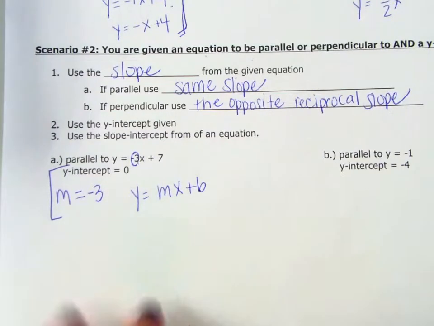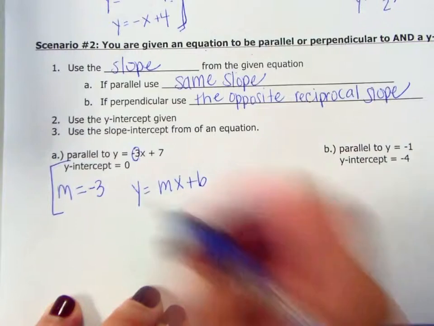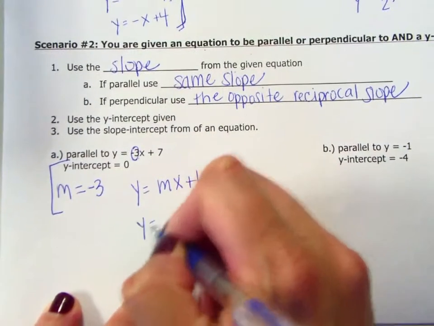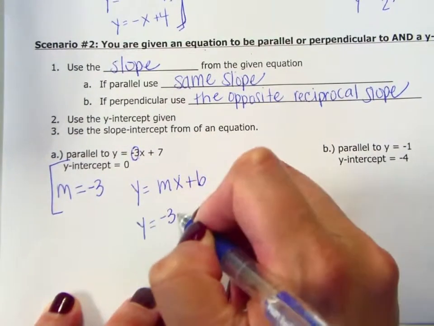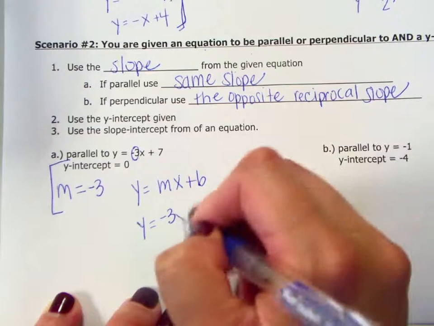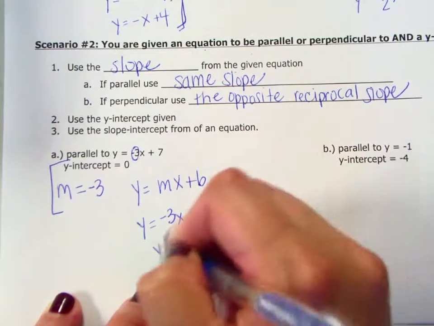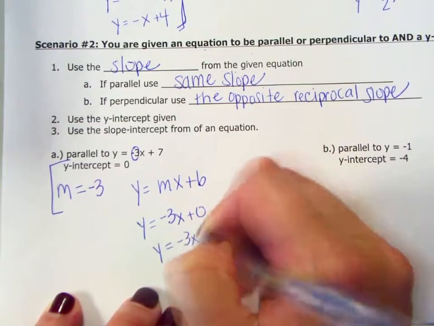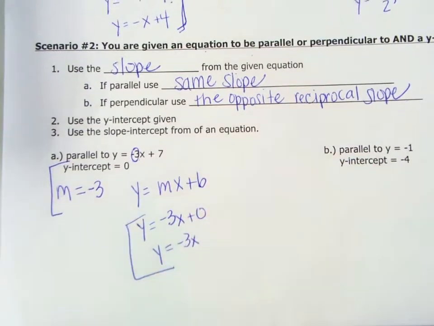Allison, what is our equation going to be then? Say that one more time. There we go. Plus 0 if you want to write it without the 0. Either way. Okay. Those are the same thing.